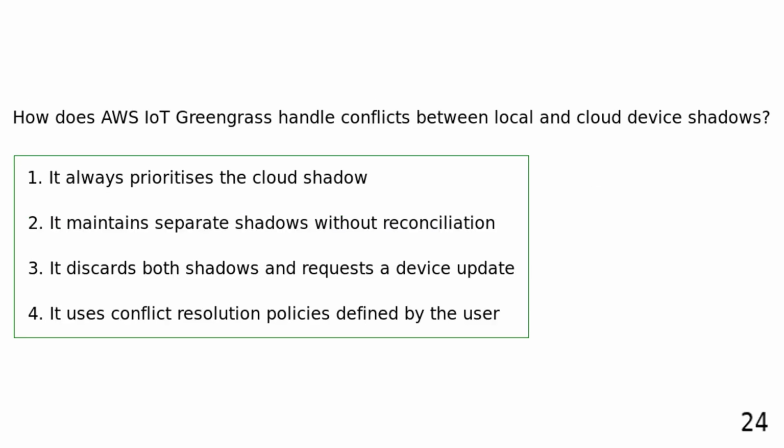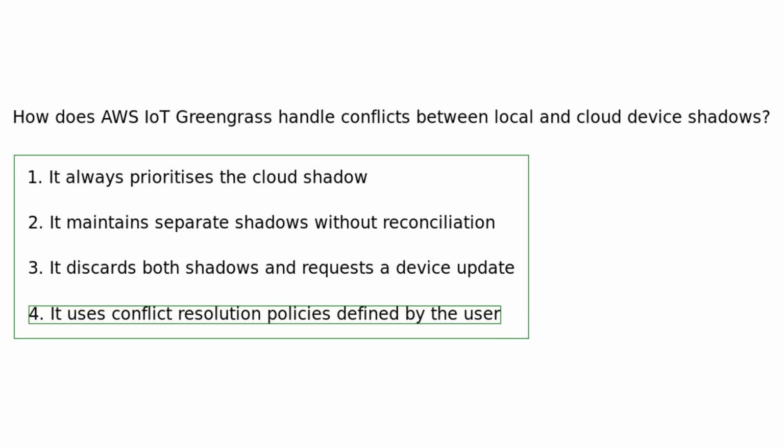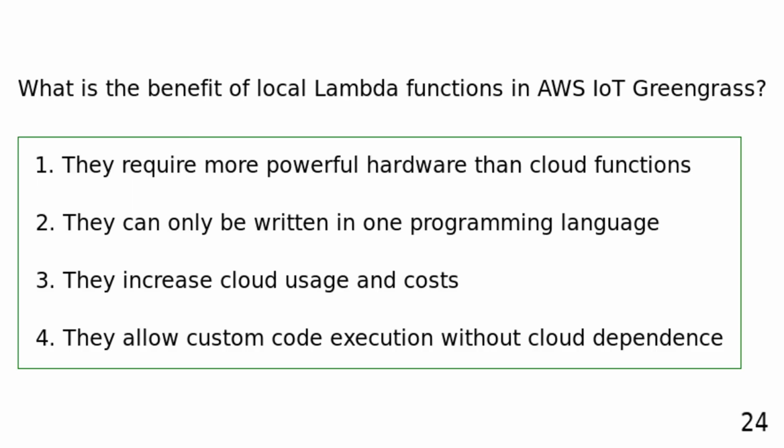How does AWS IoT Greengrass handle conflicts between local and cloud device shadows? It always prioritizes the cloud shadow. It maintains separate shadows without reconciliation. It discards both shadows and requests a device update. It uses conflict resolution policies defined by the user. AWS IoT Greengrass uses user-defined conflict resolution policies to handle discrepancies between local and cloud device shadows, ensuring consistent device state management.